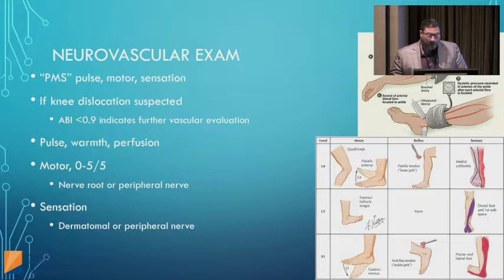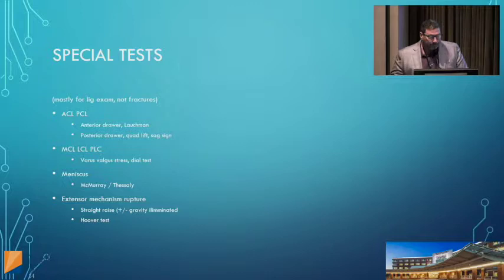You want to do a neurovascular exam. Just asking a patient if they can wiggle their toes is not a neurovascular examination. You actually want to check all the dermatomes and all the muscle groups. You've already heard about the special tests for ligamentous and meniscal injuries. And one thing I want to also emphasize is that with fractures around the knee, you can also get an extensor mechanism rupture. That's a tearing of the quadriceps tendon off the patella, or tearing of the patella tendon, either off the patella or off the tibial tubercle.